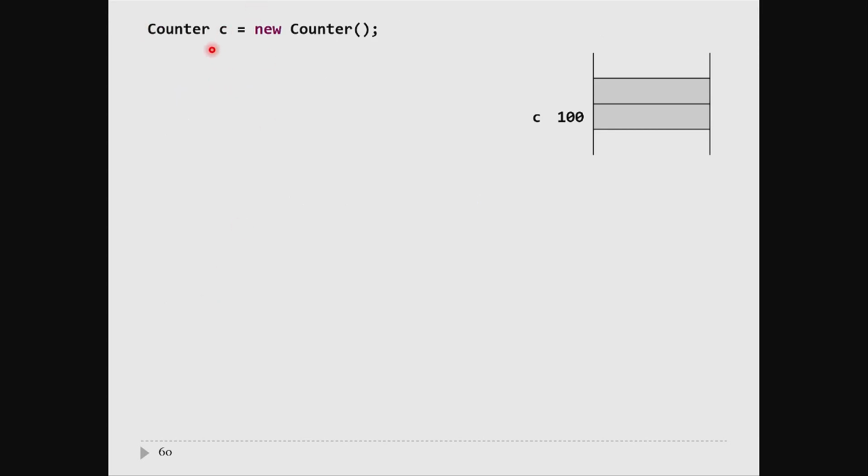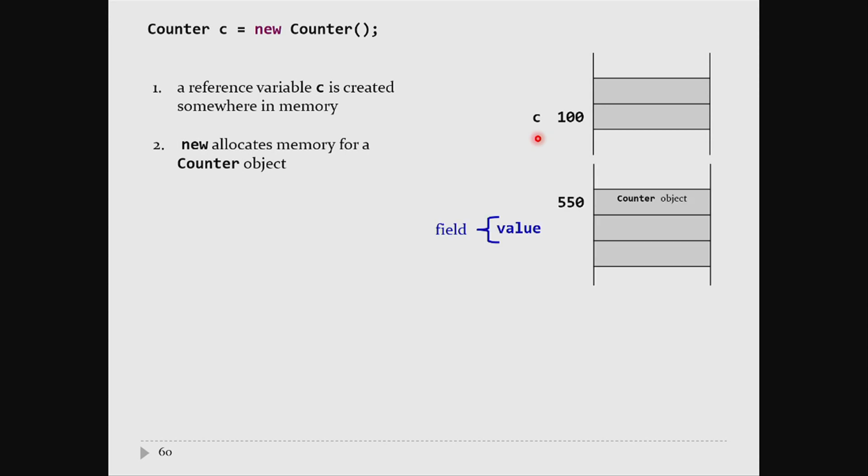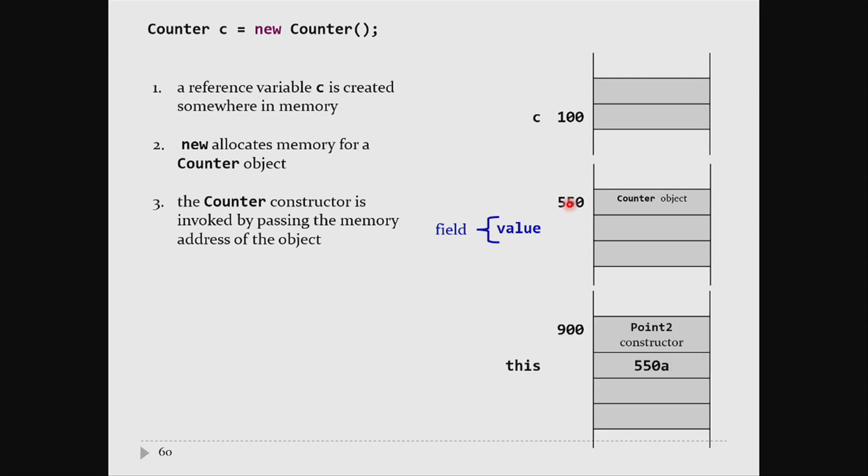One more time. When you write counter C equals new counter, you get a reference variable C that pops up in memory somewhere. New allocates memory for a counter object, so a counter object appears somewhere. Every counter object has a field called value, so it's sitting here uninitialized. The counter constructor is run and gets the address of the object that was just made. So inside the counter constructor, there's the parameter this, which refers to the object at 550, so that object right there.